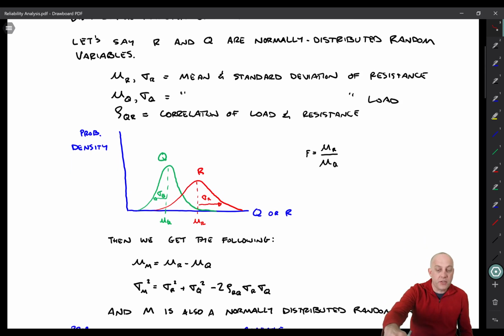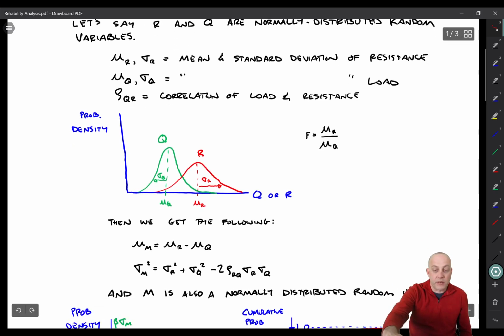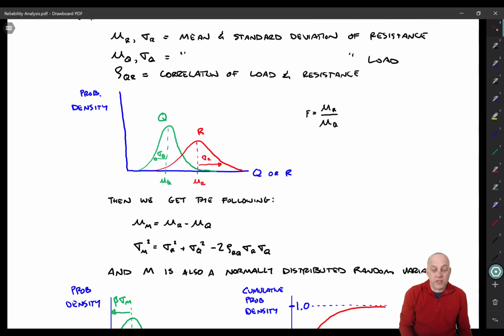Again, we're assuming that R and Q are normally distributed random variables, right? So we're saying something about the shape of these distribution functions in addition to knowing the mean and standard deviation. Given that they're normally distributed, we can calculate the statistics for the margin of safety. The mean value of the margin of safety is just the difference in the mean value of the resistance and load, mu R minus mu Q.